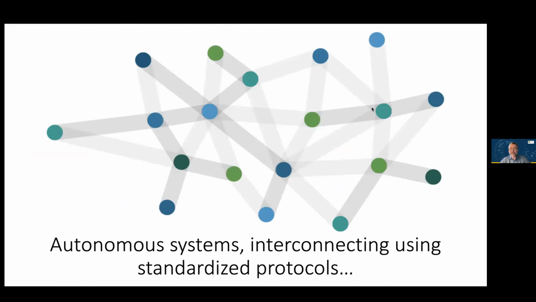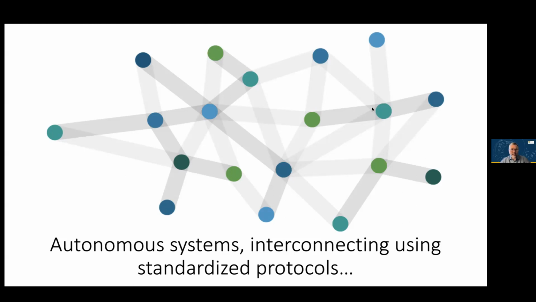It's autonomous systems interconnecting using standardized protocols. So networks connect to networks, and they're all autonomously operating, but they're using standardized protocols to send information back and forth and to get what's called routing information.